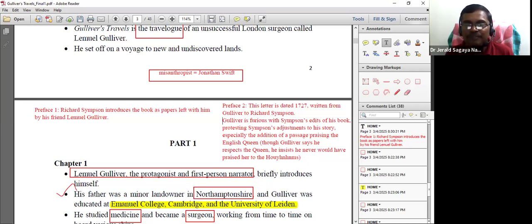Jonathan Swift, written as if Gulliver is saying it. Yeah, and Simpson is blamed for false information. Has been charged with including false information.